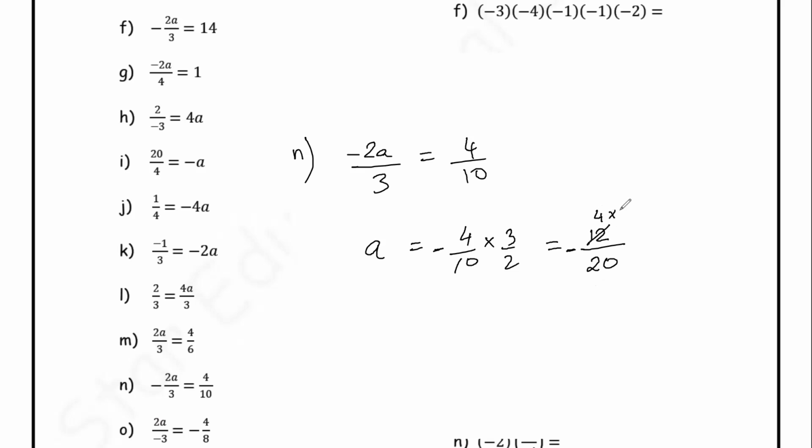This is 4 times 3. This is 4 times 5. 4 and 4 cancel, and I got negative 3 over 5. You can do it that way.